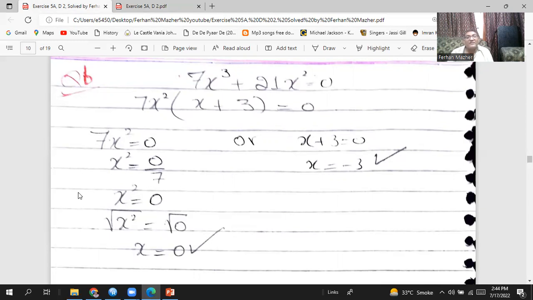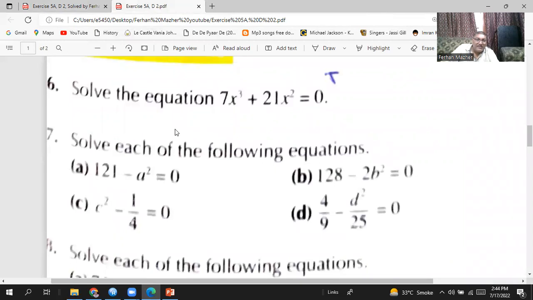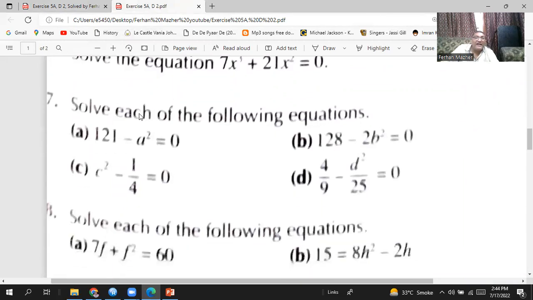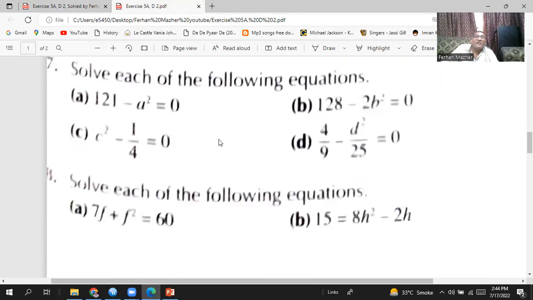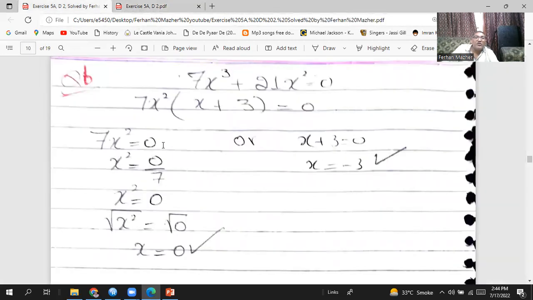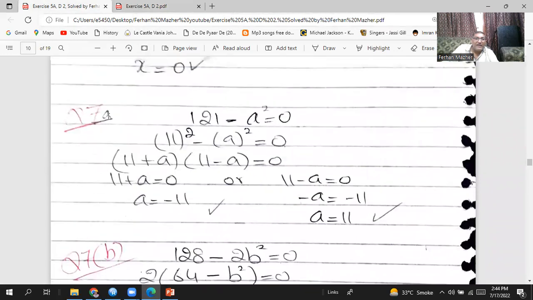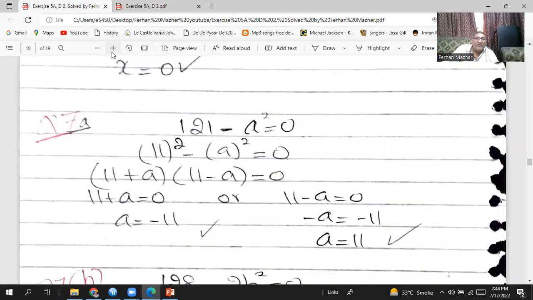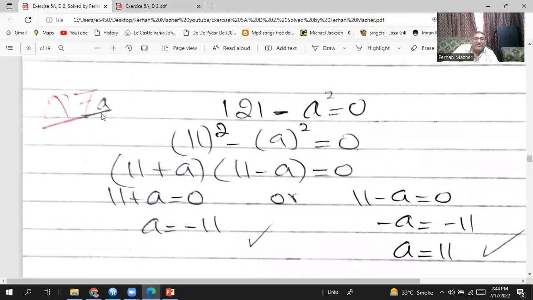So you will have x equals minus 3. That plus 3, when it goes to the other side, becomes minus 3. So the value of x will be 0 or it is minus 3. Then we have question number 7. It has an a part and it says 121 minus a square equals 0.